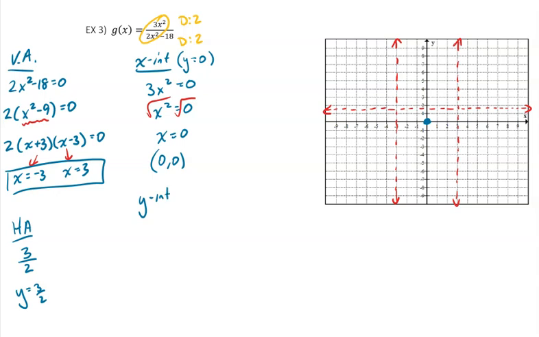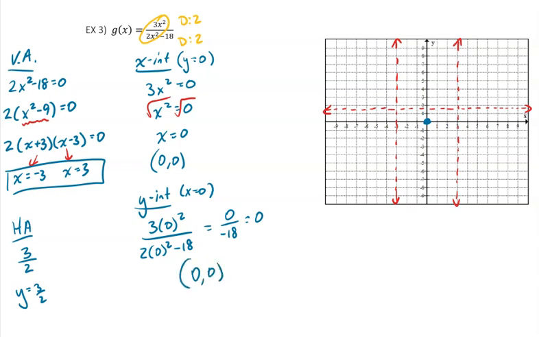And then for our y-intercept. For our y-intercept, we're going to set x equal to 0. So we got 3 times 0 squared over 2 times 0 squared minus 18, which is going to be 0 over negative 18, or just 0. So again, 0, 0, that's the y-intercept.